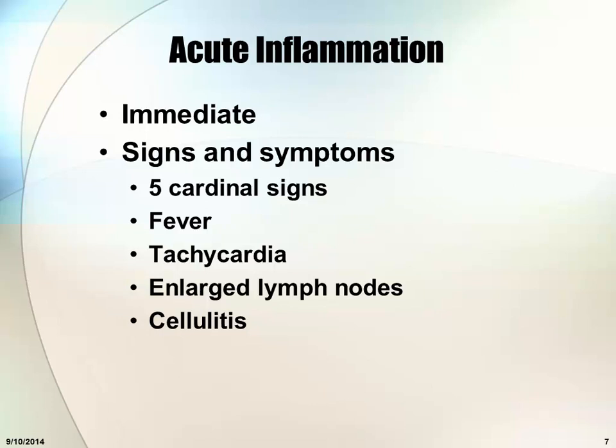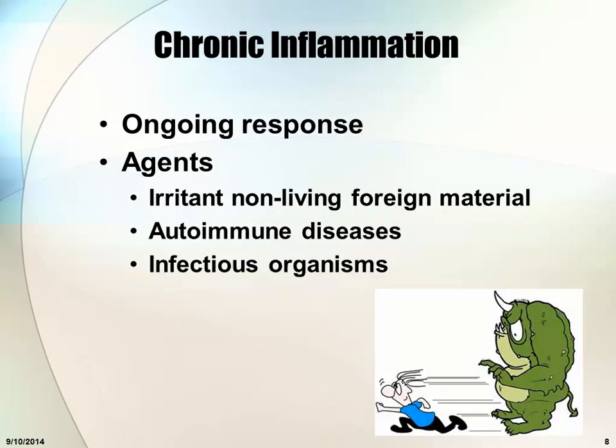Chronic inflammation, on the other hand, is an ongoing response. If the agent that causes acute inflammation is not removed, then we may progress to a chronic stage, which can last anywhere from weeks to months to years. So the agents that can produce chronic inflammation include an irritant, non-living foreign material, and it cannot be removed by the body.